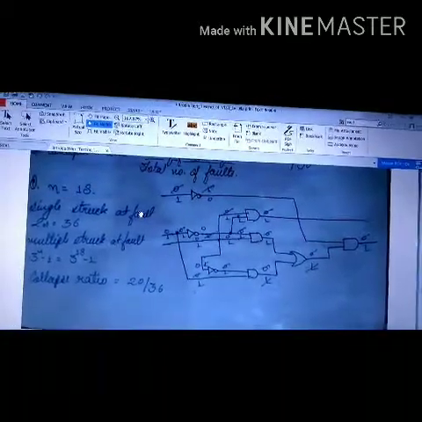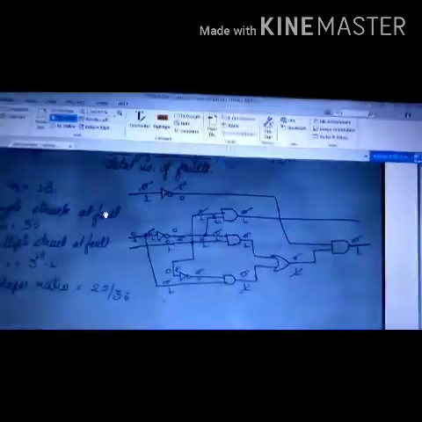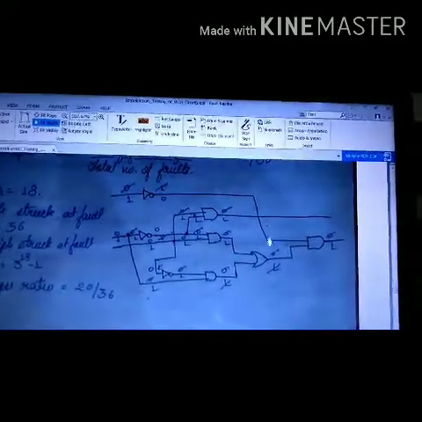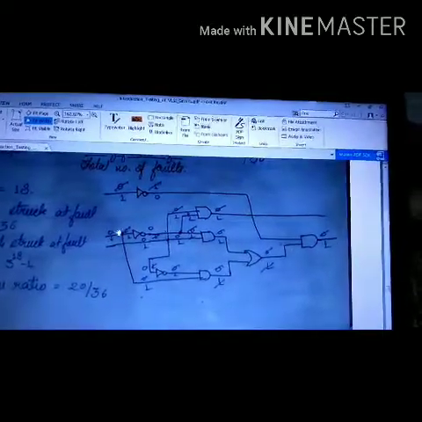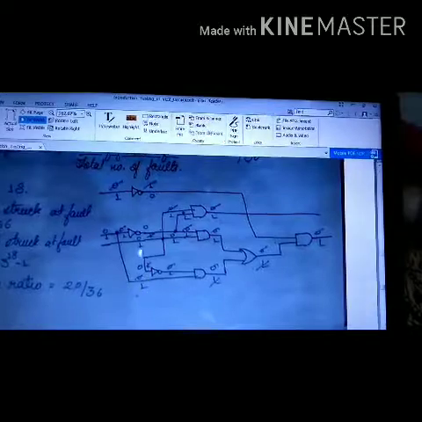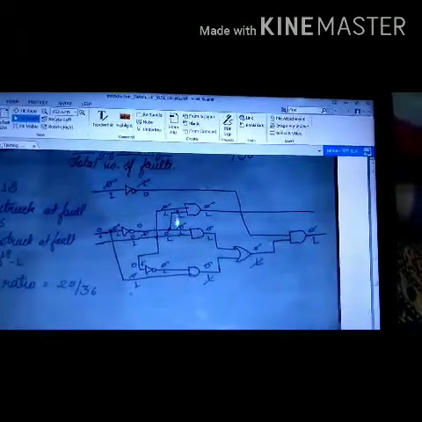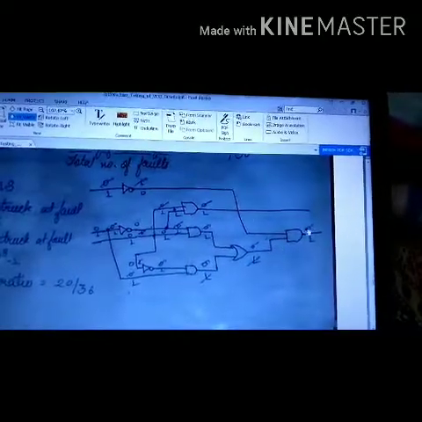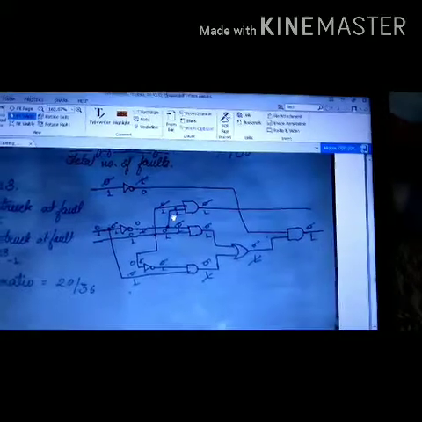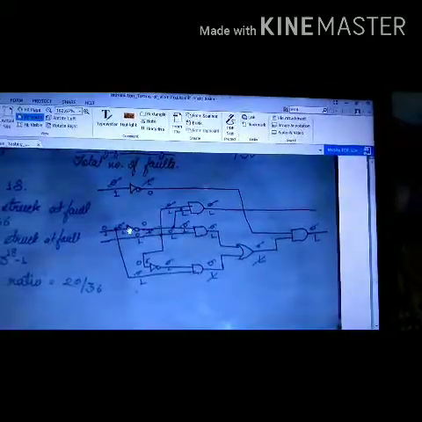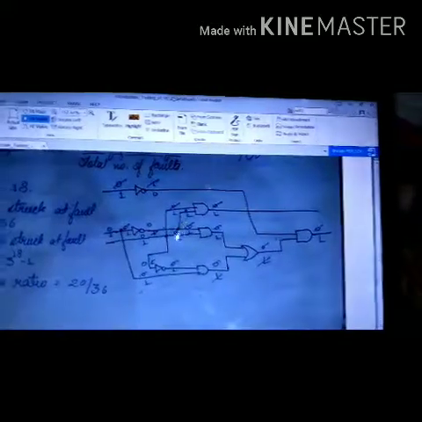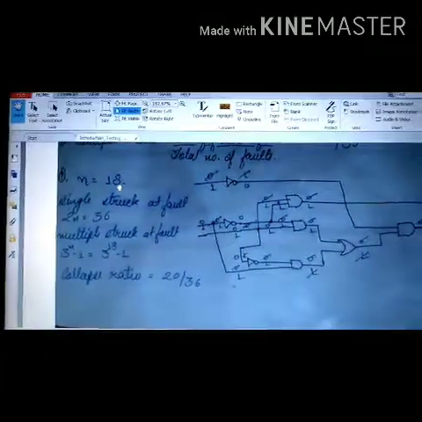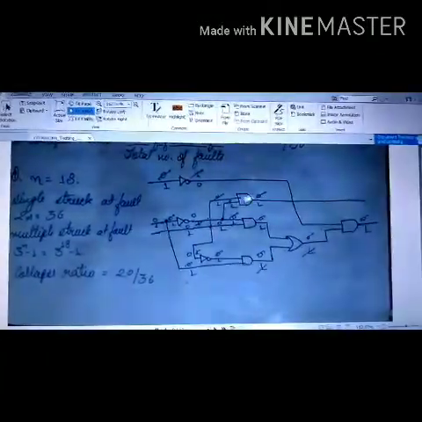So for that we have to calculate N, that is the number of lines. So let us start. This is line 1, this is line 2, then line 3, 4, 5, 6, 7, 8, 9, 10, 11, 12, 13, 14, 15, 16, and this is our 17th one and this is our 18th one. So total N is equal to 18 lines. So there are a total of 18 lines in this complete circuit.